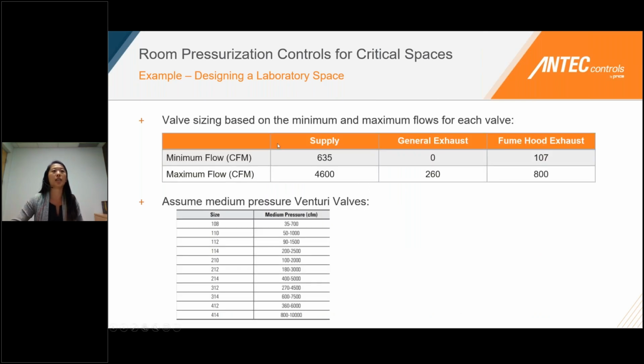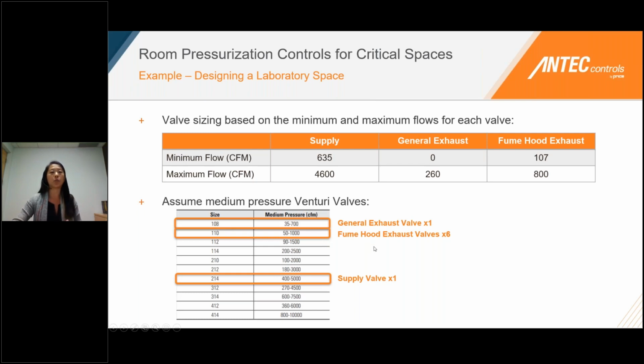Summarizing that table and just taking the min and max flows of each of those scenarios, this is what we get for what the min and max flow ranges need to be for each of the different airflow valves. And assuming we have a medium pressure Venturi valve, we can safely say we can use a dual 14 size supply valve with a single body size 8 diameter general exhaust valve, and then each of the fume hood exhaust valves can be a single body size 10 diameter.